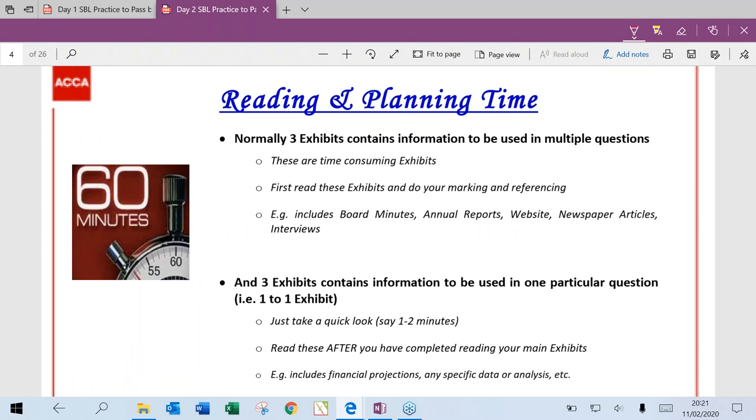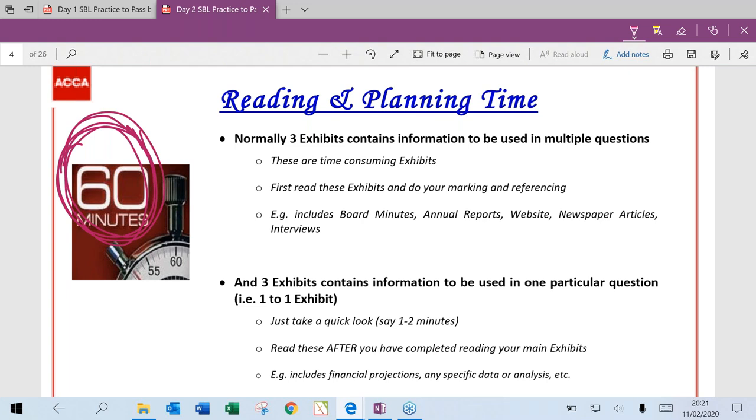There are two aspects: reading and planning time, followed by writing or drafting time. So your paper is 4 hours. You have to spend 60 minutes on reading, like the first hour on reading, and the remaining 3 hours on writing. Okay, is that clear? So your reading and planning time is 60 minutes. You have to stick with that.